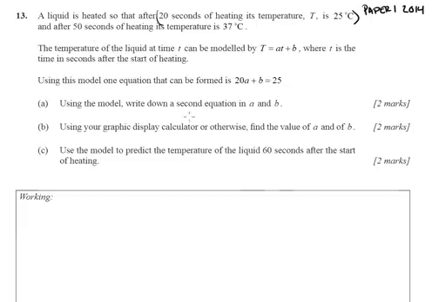And then they want us, using the model, to write down a second equation in A and B. So we're going to want to use the 50 seconds, when the temperature turns out to be 37 degrees Celsius. So we'll just copy this one right here. Instead of 20 seconds, it's now 50 seconds. So 50A plus B should equal 37, right? So that's this one right here. Using your graphic display calculator or otherwise, I would suggest otherwise, find the value of A and B.